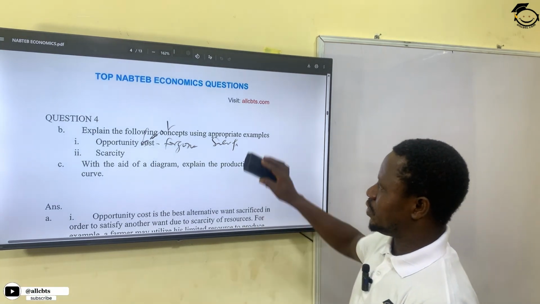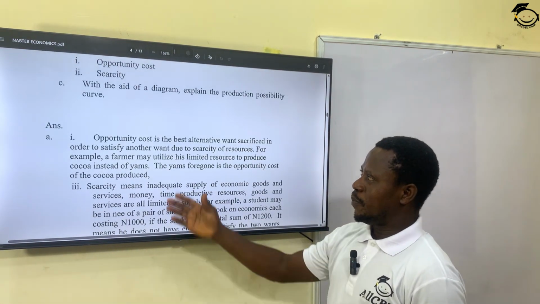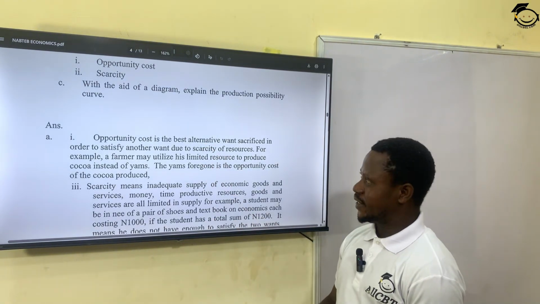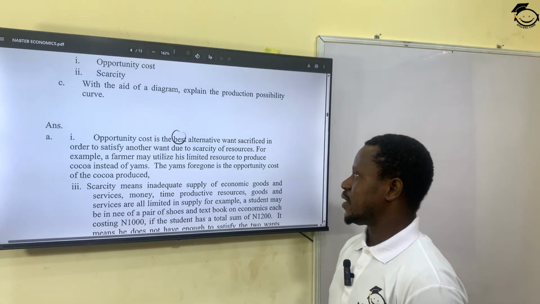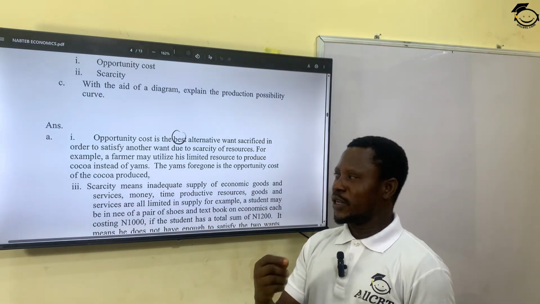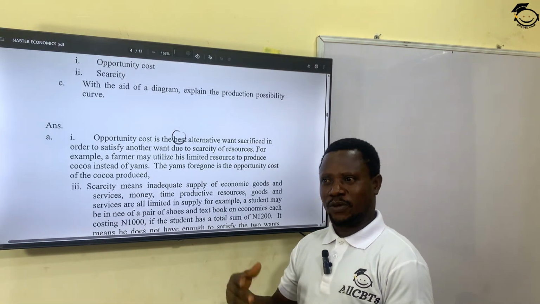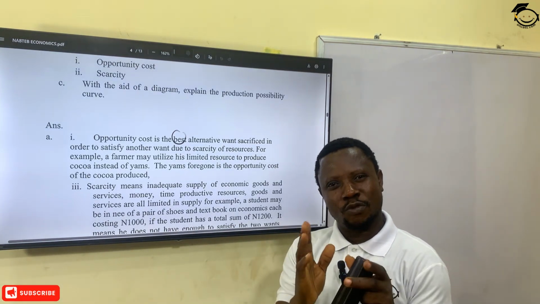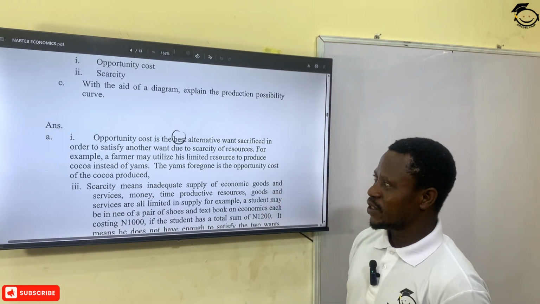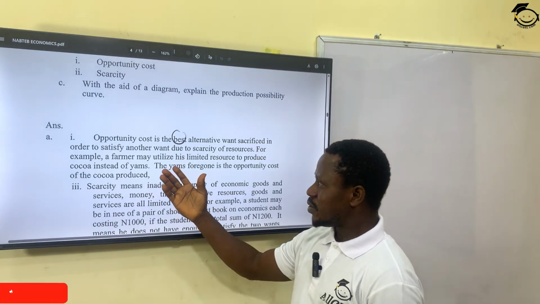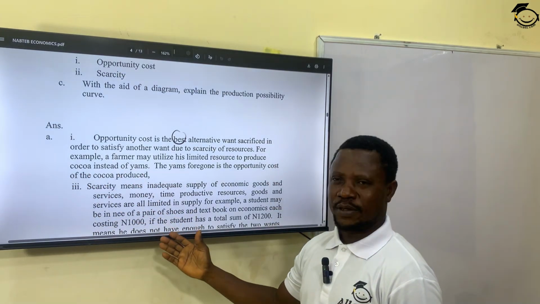And we have a very practical example I gave in this place. Let's look at it together from my answer here. Opportunity cost is the best alternative, like I said earlier, because there could be many alternatives. But the best alternative want is that which is sacrificed in order to satisfy another want. Why must you sacrifice other wants, or a particular one, for another? Because of the problem in economics called what? Scarcity of resources.